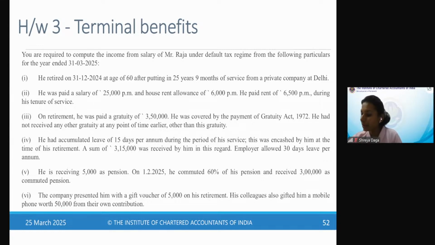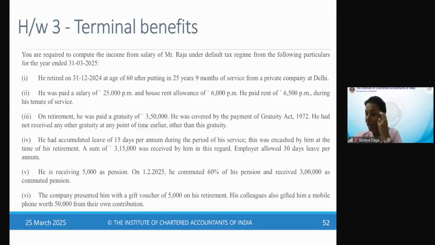So you have calculated, also calculate HRA. Basic and HRA, please plot them in the outer column as to what is received. And also give a note that HRA is completely taxable because the person has opted for default regime. It is not available and there is no exemption available under default regime.